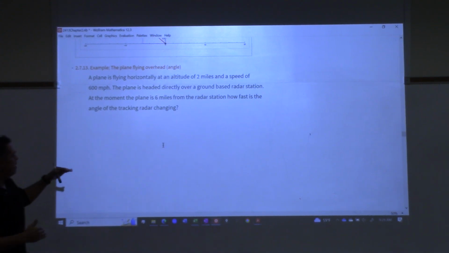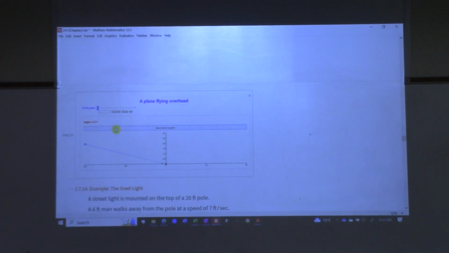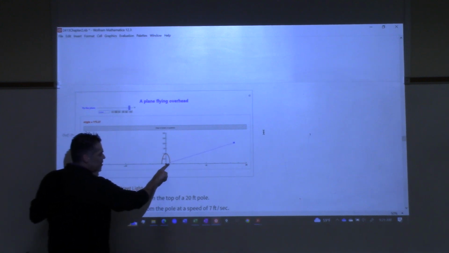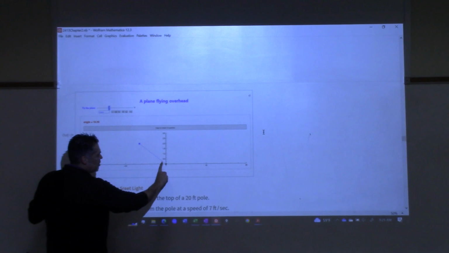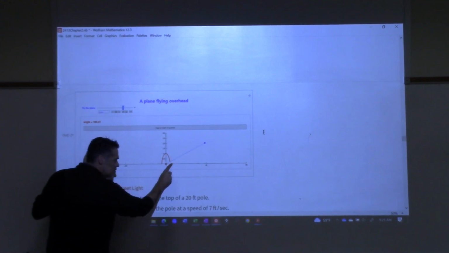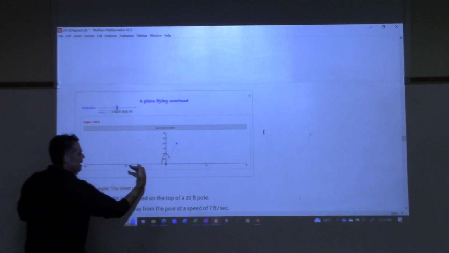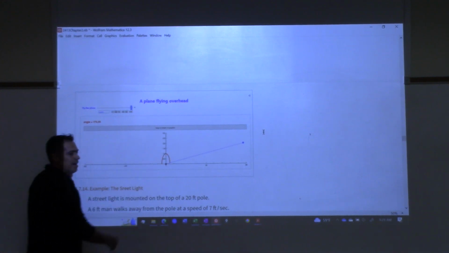Same thing happening here. Radar station's tracking this plane. I'm going to show you the animation. The radar station's tracking the plane. Look at this angle. Real fast. See how it swung through that angle? And then it's real slow. Slow, slow, slow, fast, fast, fast, slow, slow, slow, right? So we want to know at a specific instant how fast that's rotating.